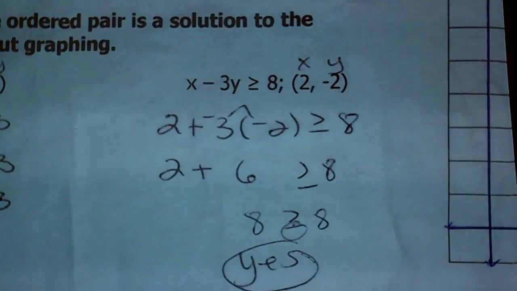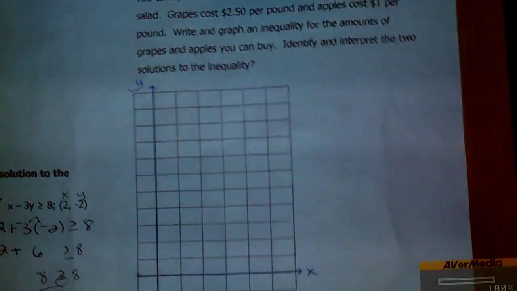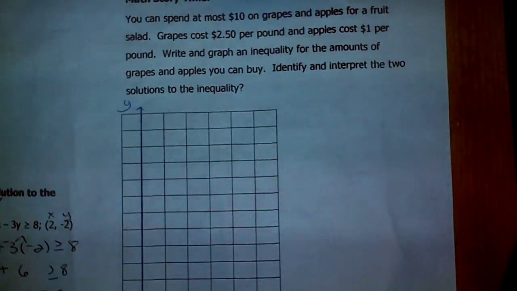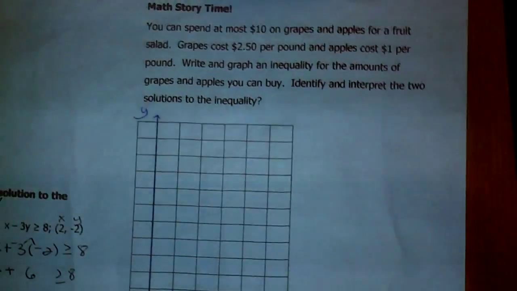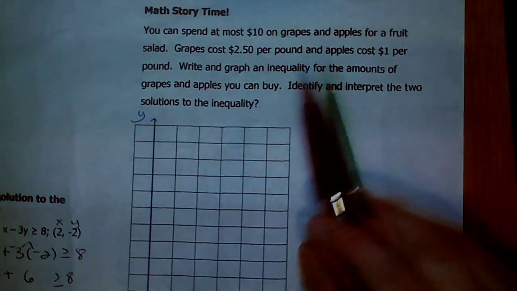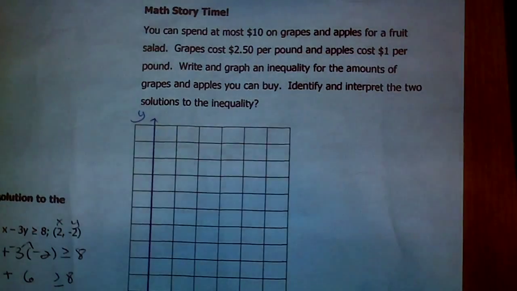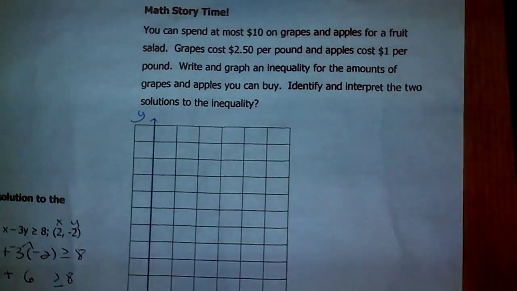All right, we're almost there, but I couldn't let you go without having math story time. It's been a while. We didn't have story time last time. All right, so it's about food, because everybody likes food, right? Okay, so you can spend at most $10 on grapes and apples for a fruit salad. Grapes cost $2.50 per pound. Apples cost $1 per pound. Write and graph an inequality for the amounts of grapes and apples you can buy. Identify and interpret the two solutions to the inequality.